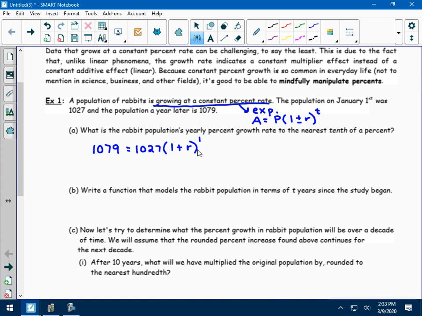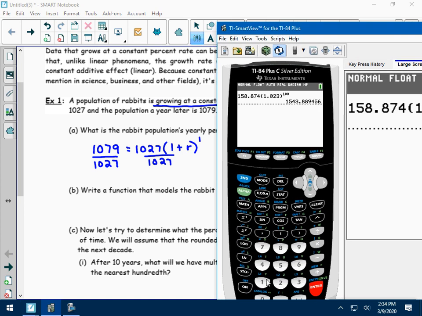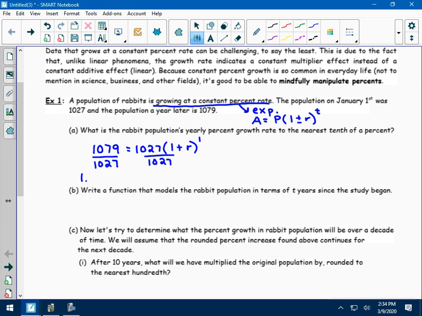All right, now my goal is to solve for R. How could I do that? You could distribute the 1027 in just because it's a 1 exponent, so that doesn't really need to be there. But easier, I would divide by 1027. So let's do that. 1079 divided by 1027 gives me that number, 1.0506 dot dot dot equals 1 plus R.